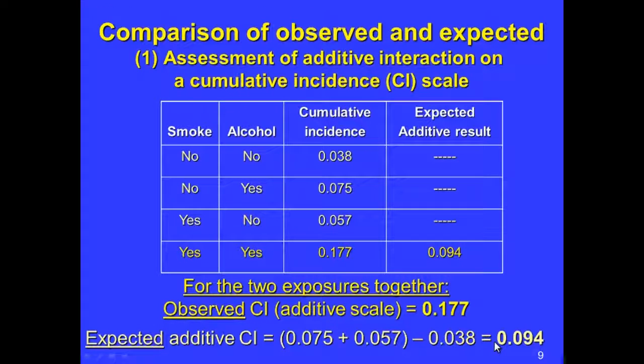So this is assessing effect modification on an additive scale. Because we compare the observed value with the expected value, and the observed is greater than the expected, it appears we have synergy on an additive scale. Again, the expected value is less than what is observed in practice in people who both smoke and drink alcohol. Therefore, we have synergy on this additive scale, additive scale being signified by use of cumulative incidence measures.